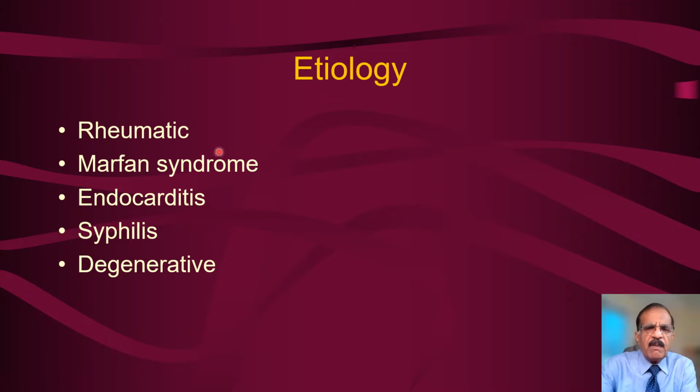But by far, the commonest cause is rheumatic. One thing which I always emphasize is that whenever you have aortic valve disease which is due to rheumatic fever, most probably you will also have some mitral valve disease. That would give a clue. In the case of Marfan syndrome, you may have just aortic valve disease, and the mitral valve will be normal. But if there is mitral valve disease and additional aortic valve disease, then most likely the cause would be rheumatic.